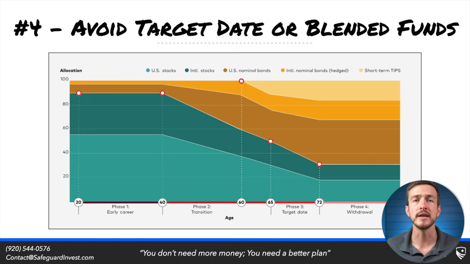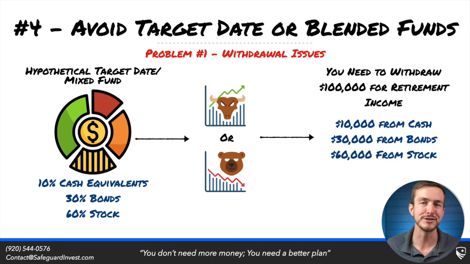But this isn't the only issue. Second, I don't like blended funds in general, whether in a taxable account or retirement account, because you are forced to withdraw pro rata. Say you own a 60-40 fund with this asset mix. Let's say stocks are up massively. You might want to take all of your income from stocks, but that's not possible. If you need $100,000 of retirement income, you are taking $10,000 from cash, $30,000 from bonds, and so on.